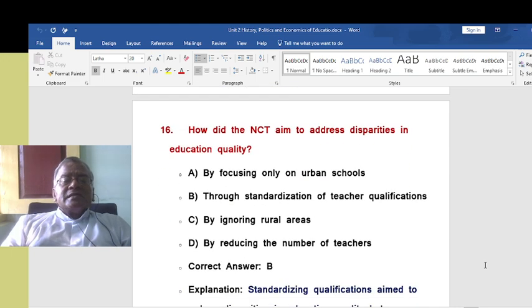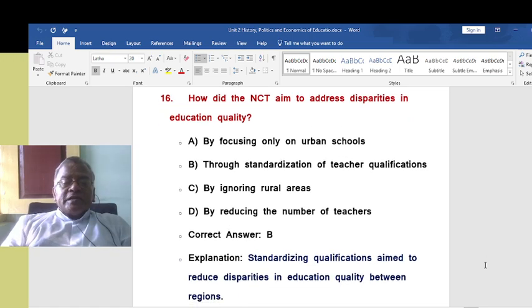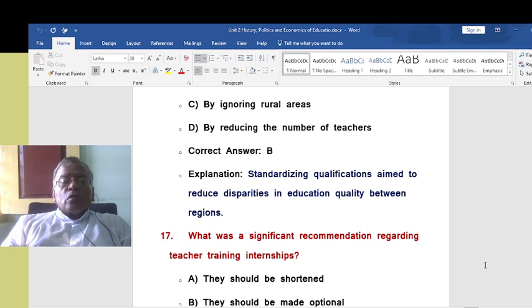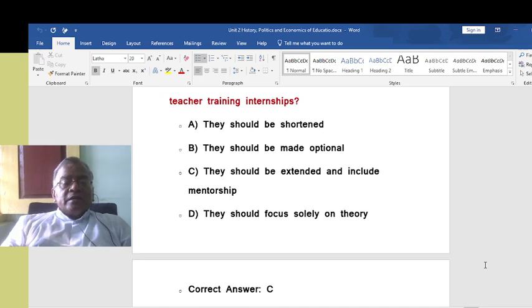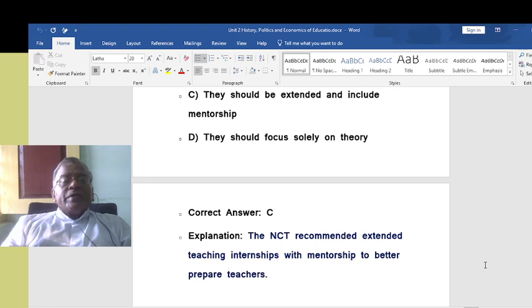How did the NCT aim to address disparities in education quality? Through standardization of teacher qualifications. Standardizing qualifications aimed to reduce disparities in education quality between regions. What was a significant recommendation regarding teacher training internships? That is, they should be extended and include mentorship. The NCT recommended extended teaching internships with mentorship to better prepare teachers.